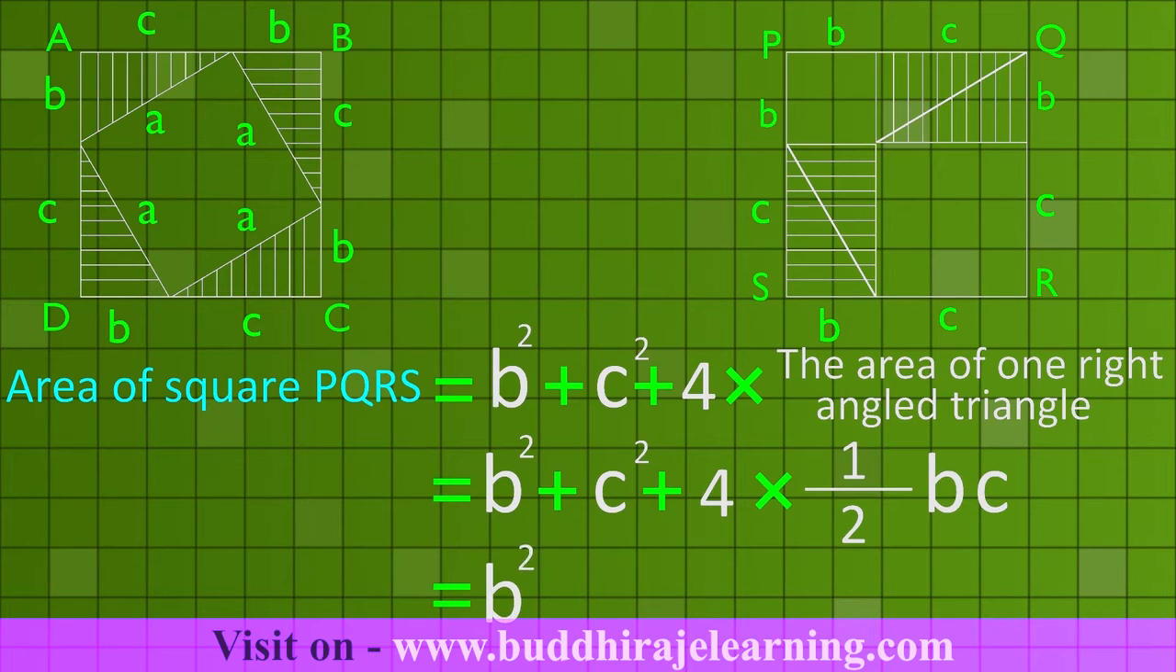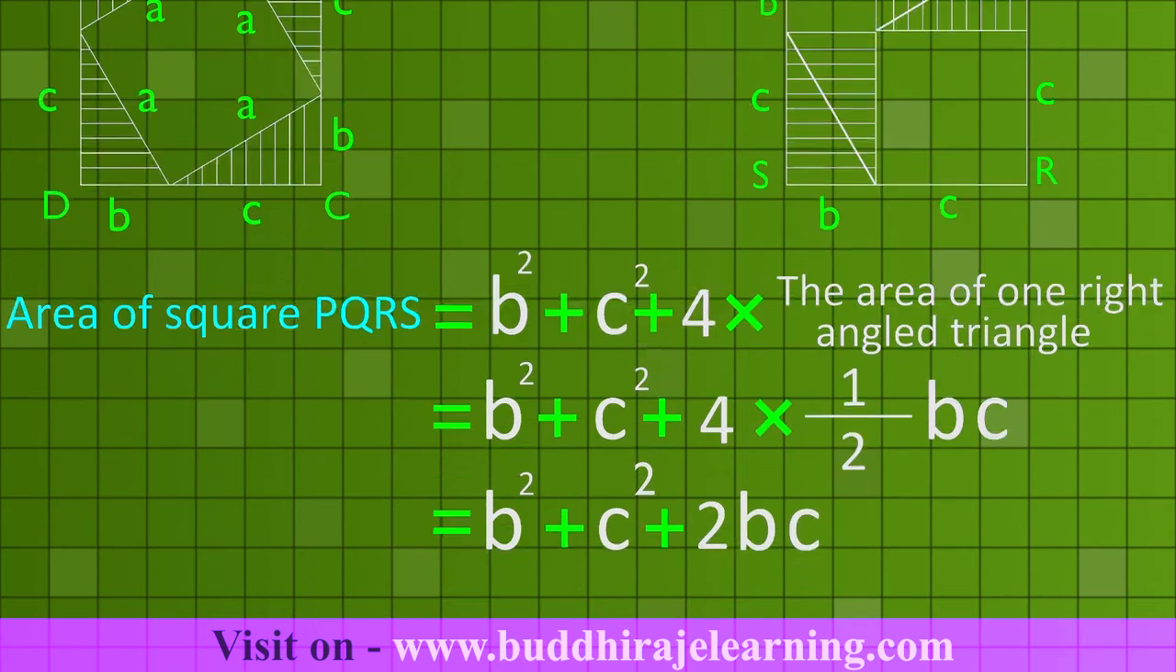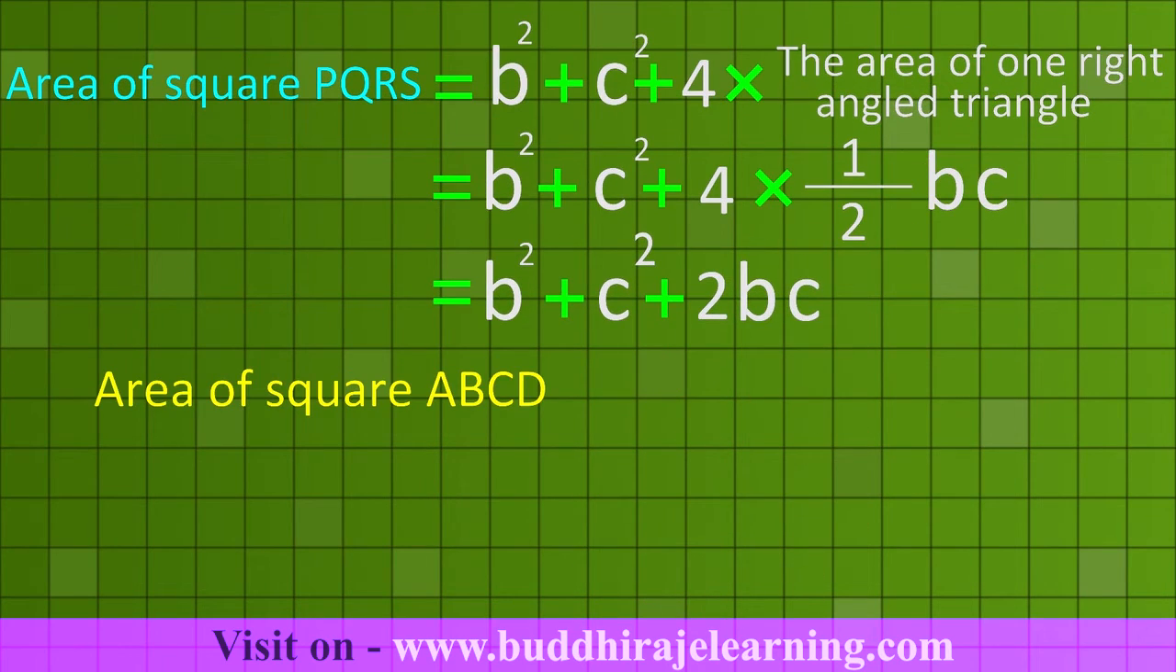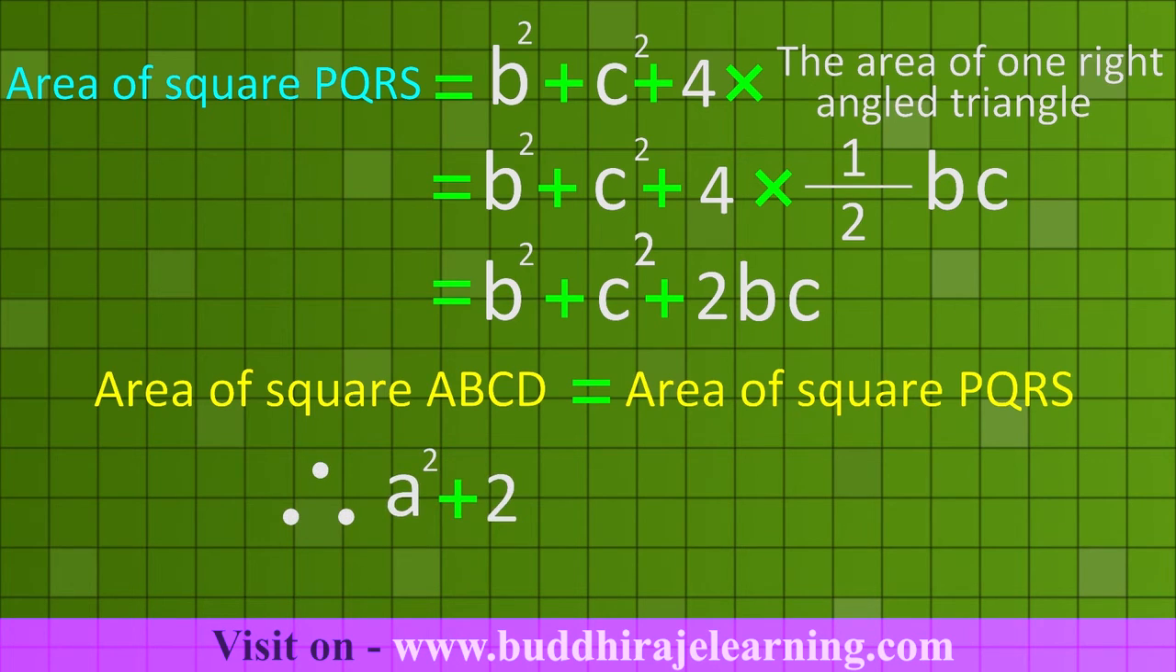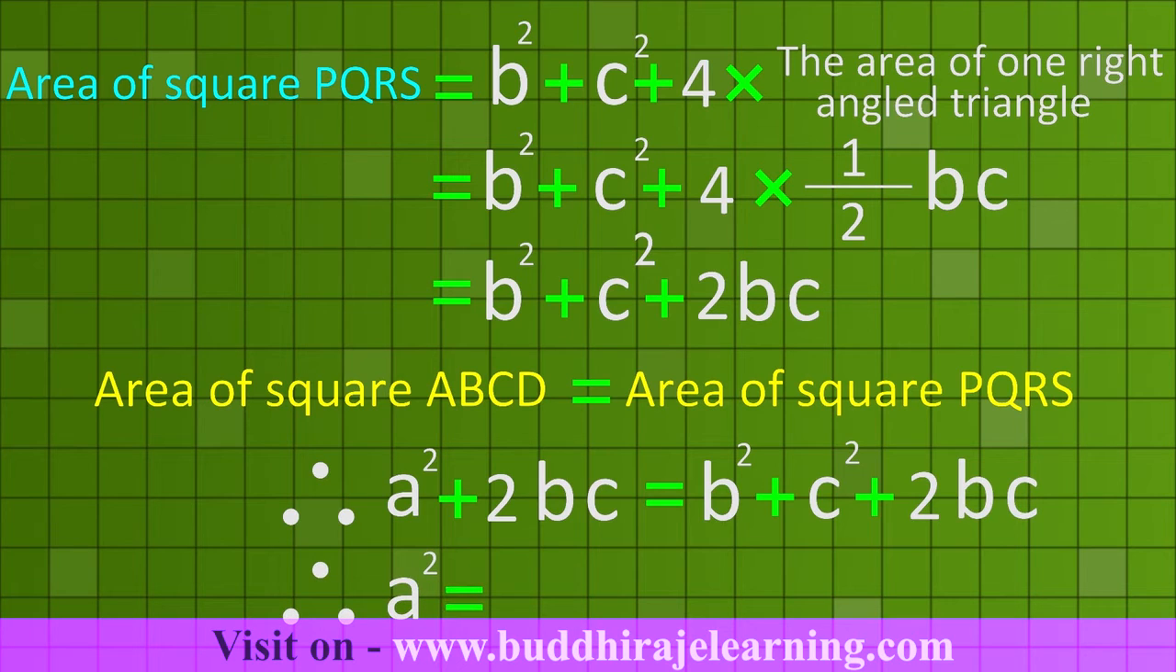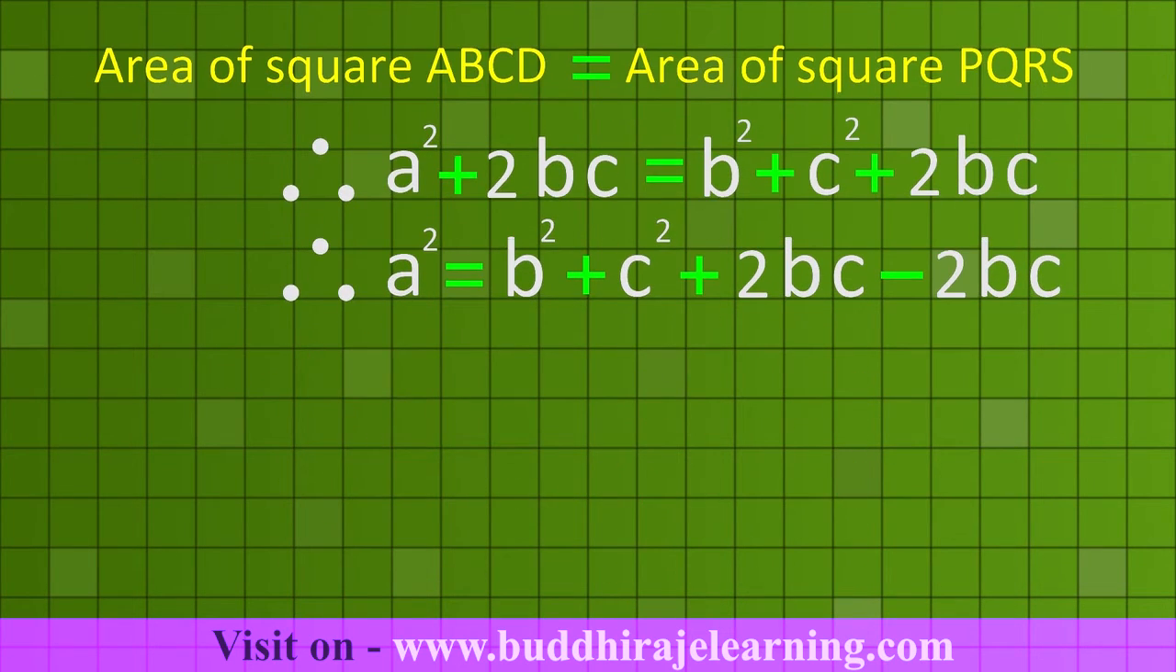This is equal to b square plus c square plus 2 into b into c. The area of the square ABCD is equal to the area of the square PQRS. Therefore, a square plus 2 into b into c is equal to b square plus c square plus 2 into b into c. Therefore, a square is equal to b square plus c square plus 2bc minus 2bc, that is, a square is equal to b square plus c square.